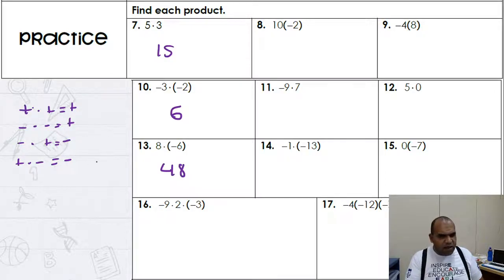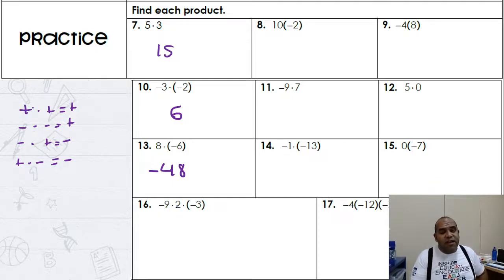Positive times negative is negative. Negative 9 times 2, and remember the order of operation. Who comes first? 9 times 2, it is negative 18. Positive times negative is negative, and times negative 3. Let's solve this one. Negative 18 times negative 3 is positive.